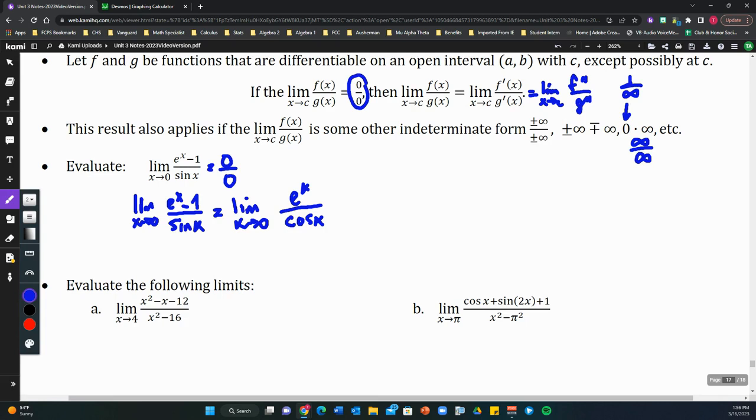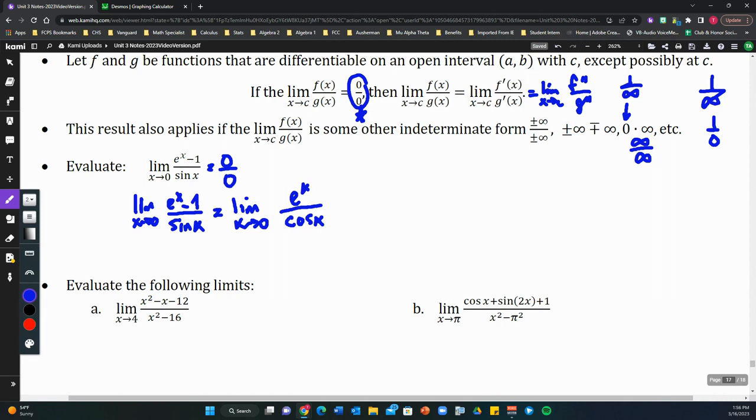But it's very important that you are looking for an actual indeterminate form. Remember that 1 over infinity and 1 over 0, those are not indeterminate forms. Those are actually final answers to these problems, okay?